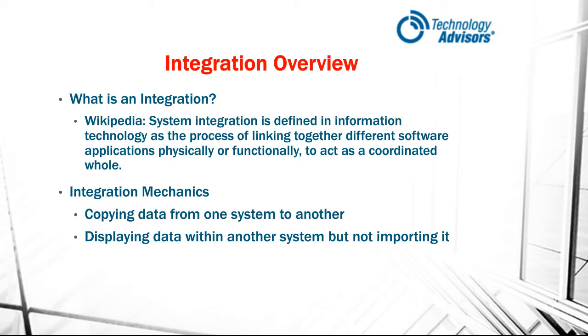Thank you, Deneen. A quick overview of what is an integration. Wikipedia says system integration is defined in information technology as the process of linking together different software applications, physically or functionally, to act as a coordinated whole. And there's really two different ways to do this, especially in the SugarCRM world. You can copy data from one system to another, or instead of copying it, you can simply display that data from another system inside of SugarCRM.